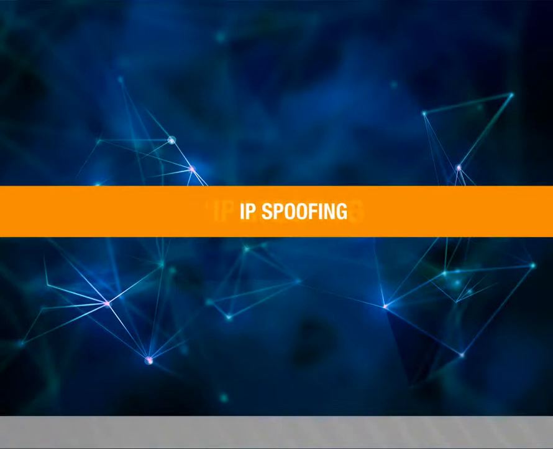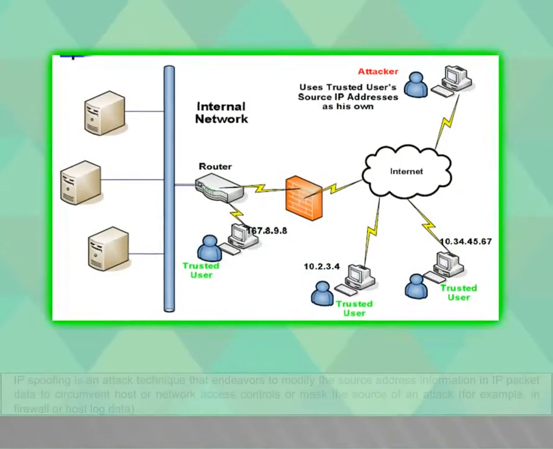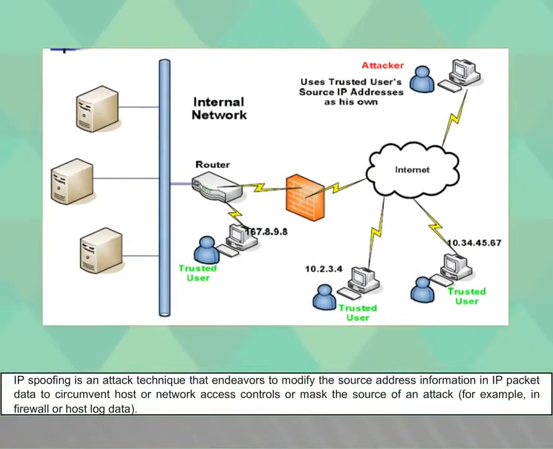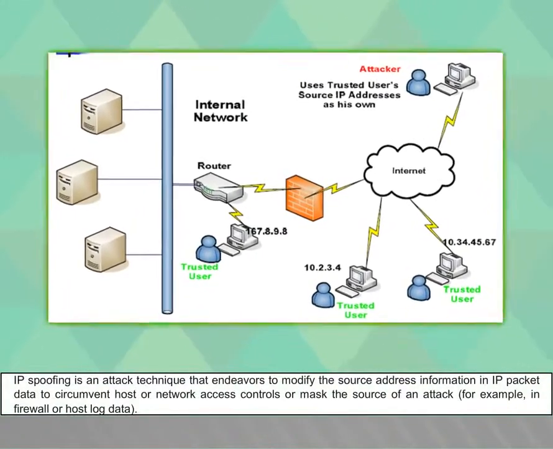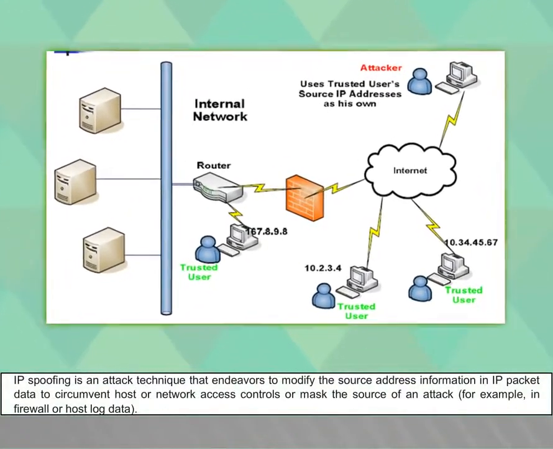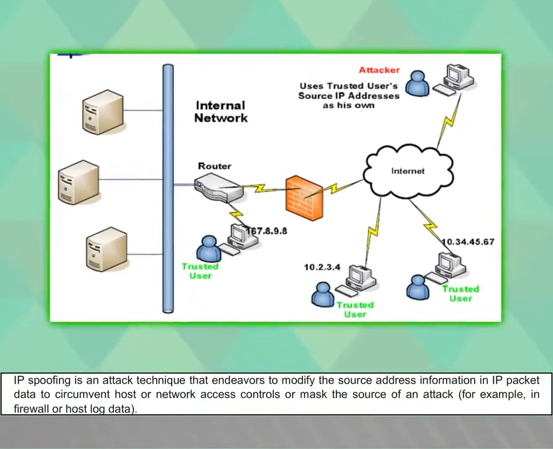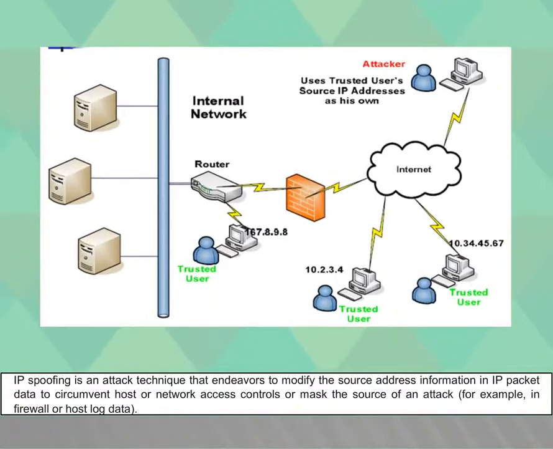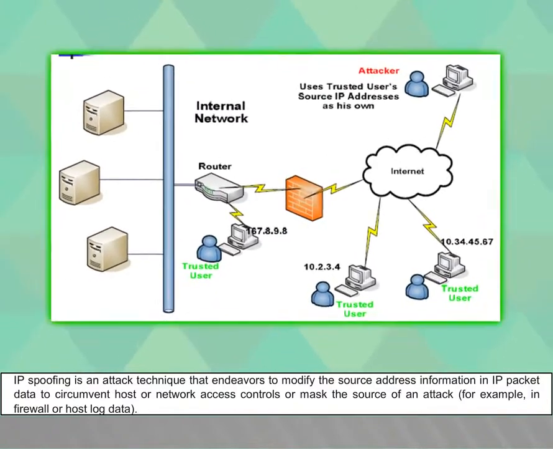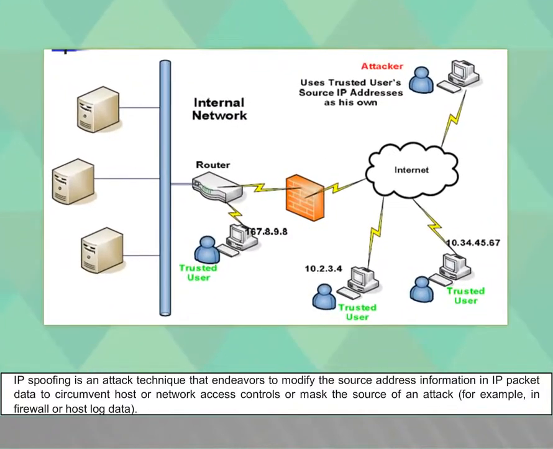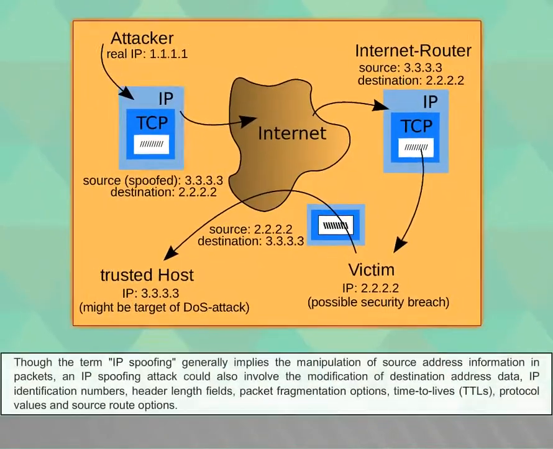IP spoofing. In this video, we are going to see about IP spoofing. IP spoofing is an attack technique that endeavors to modify the source address information in IP packet data to circumvent host or network access control or mask the source of an attack, for example, in firewall or host log data.